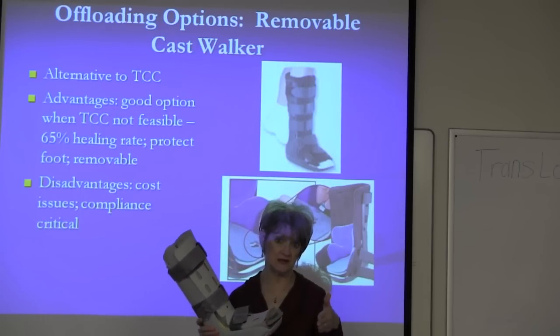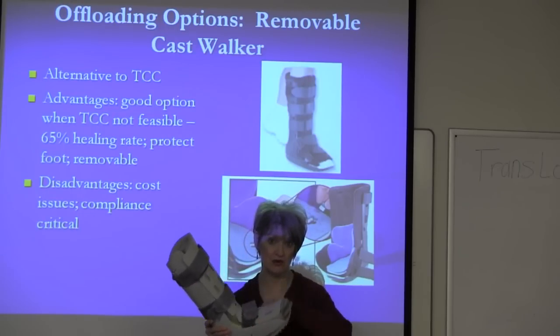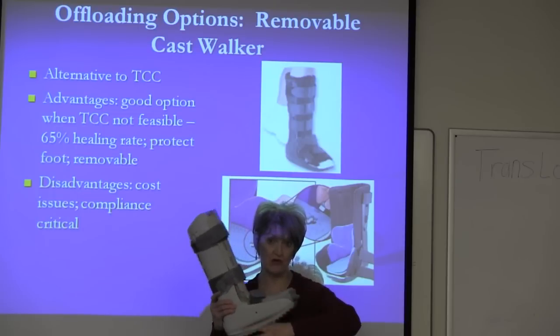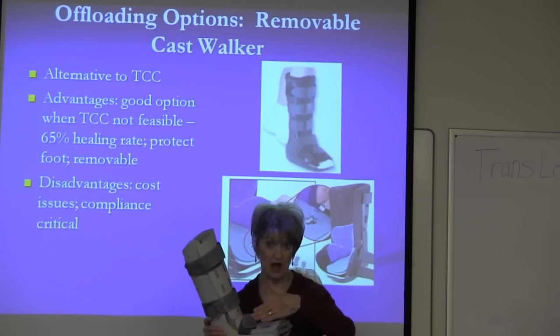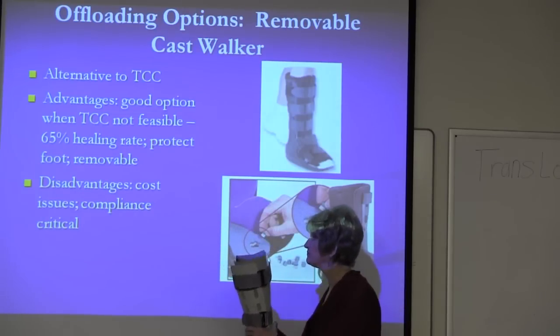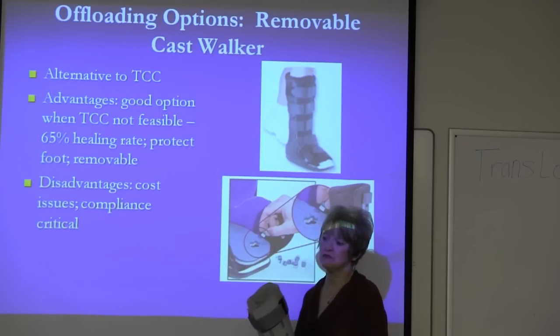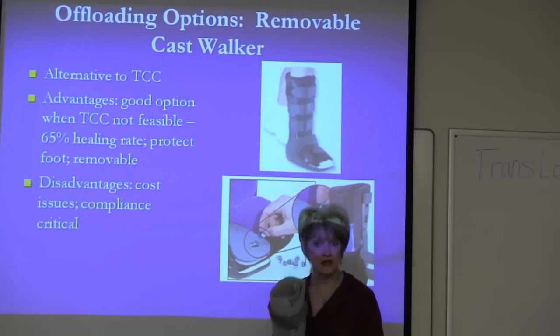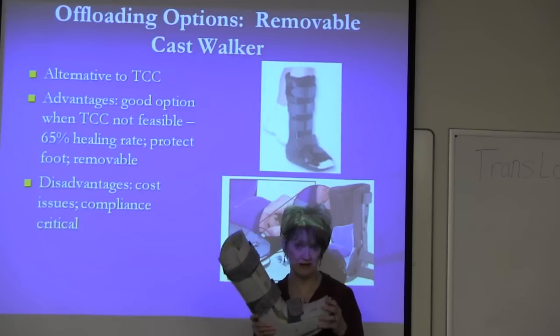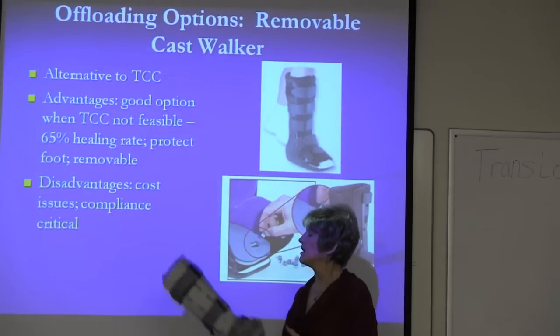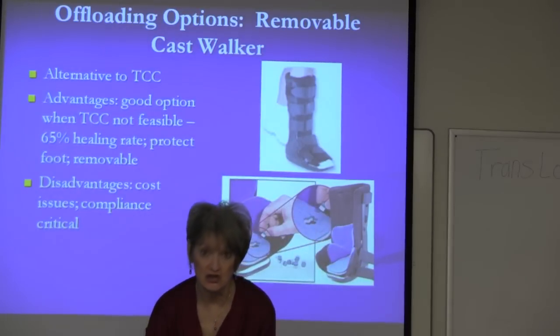If the ulcer starts to deteriorate, you're right back to putting on the removable cast walker and applying casting material on top to make it non-removable. So the disadvantages are cost. If you have a patient who has insurance coverage, you're probably going to be able to get this covered. But compliance, that's the huge issue.